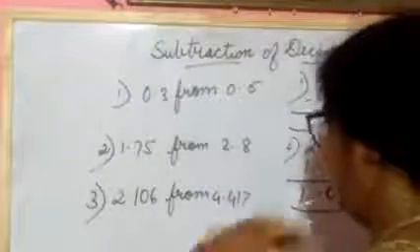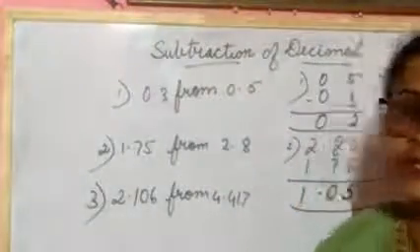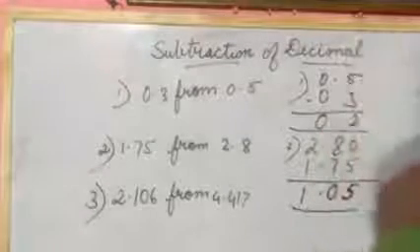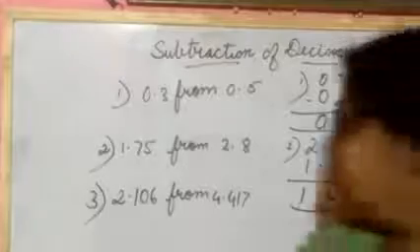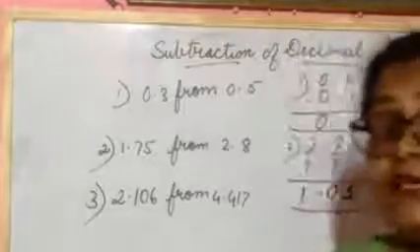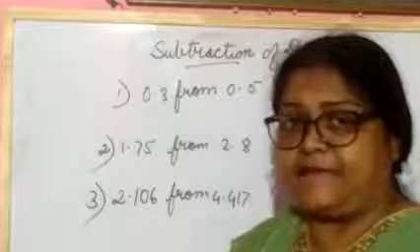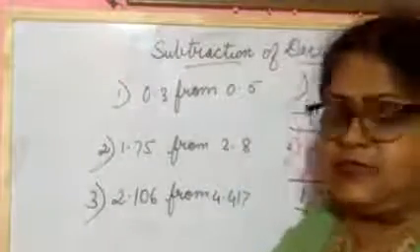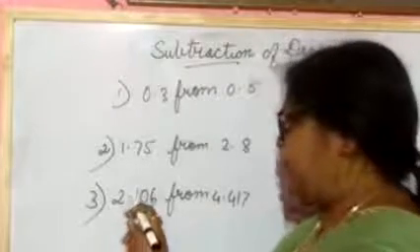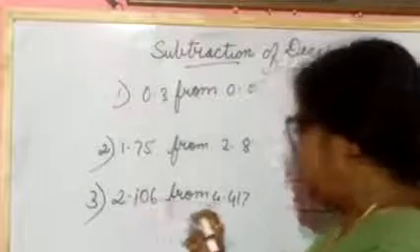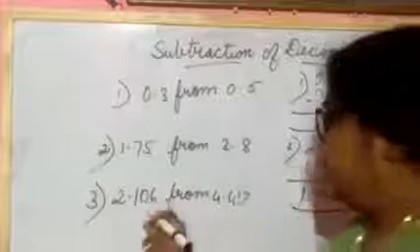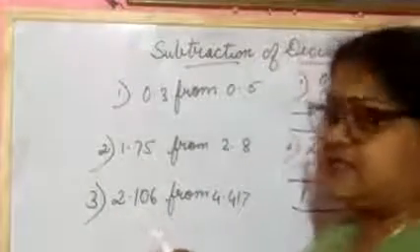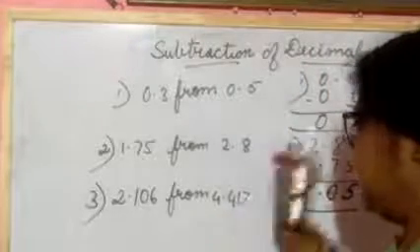Now you see in number 3, what is given? 2.106 from 4.417. So from this number you have to minus this. So what you are seeing, after the point the decimal part is there, here also the decimal part. So which places are there here? Tenths, hundredths and thousandths places. Here also tenths, hundredths and thousandths places.